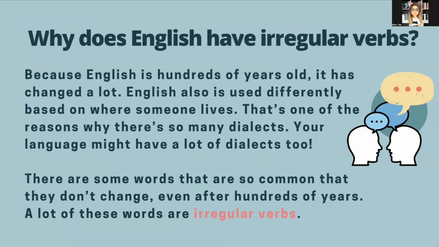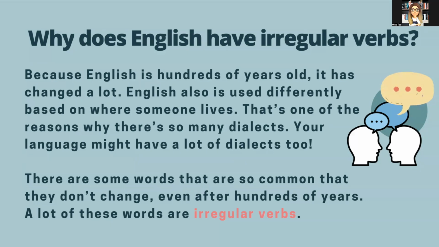And so, for example, here in Canada and North America, in a lot of words we like to use Z in our spelling, and the word organize, for example. We spell it organize. However, in the UK or Australia, they prefer to use the S instead of Z. So that's a small difference. And that's because we have so many dialects in English. And your language might have a lot of dialects too. So if maybe you live in India or in China, for example, these countries have a lot of different dialects and different ways to use a language.